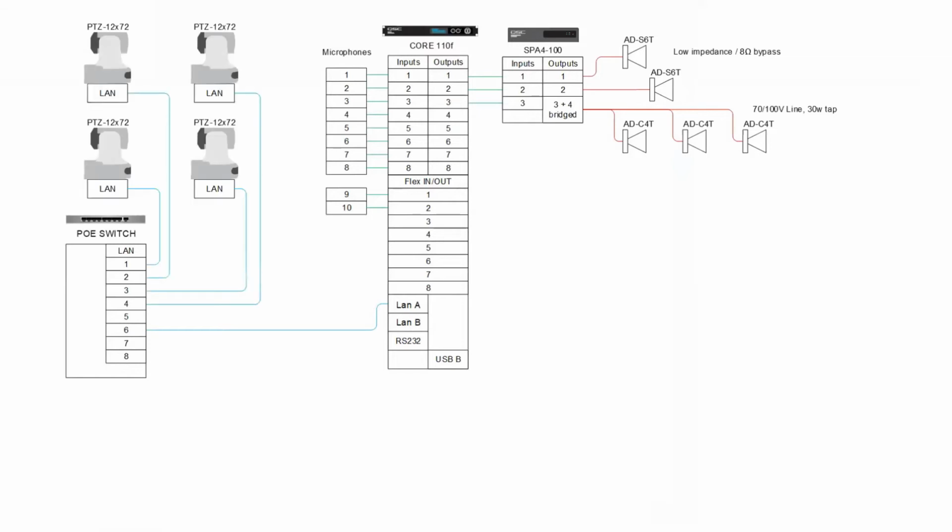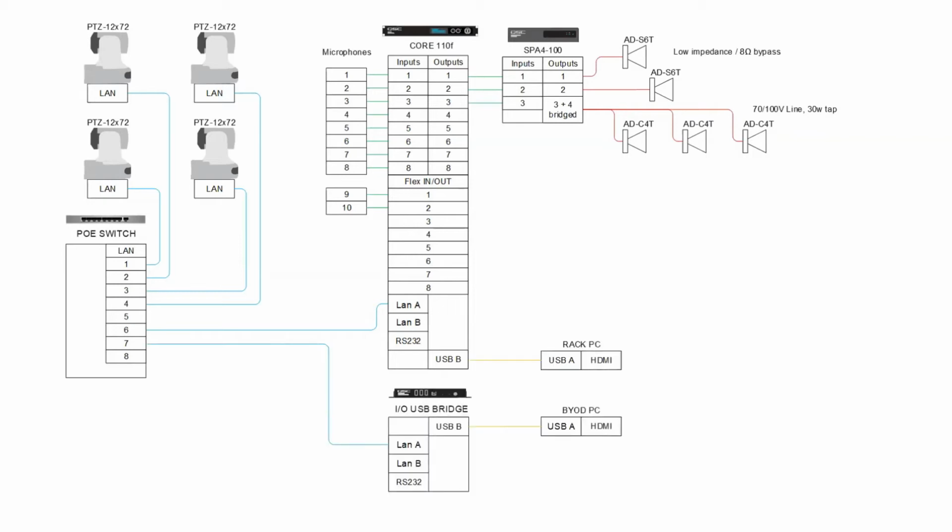Cameras, let's just add 4 cameras. That should be enough for covering quite a large room. And whether you add 1 camera or 4 cameras or 10 cameras, the only thing that needs to change is the network switch. The USB bridge is there to present to your laptop for the guest, and then the Core's USB port will be presented to the rack mount PC.